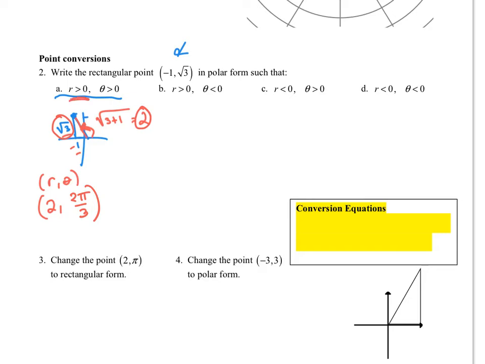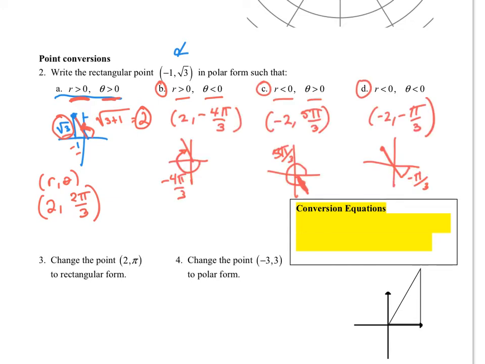Now look at our conditions. R is greater than 0 and theta is greater than 0. We want to do the same thing for B, except we want r greater than 0 and theta less than 0. Why don't you try all of these and see where we end up. I hope you pause. If you haven't paused, go back and pause and try this. So if I have negative 4 pi over 3, this is going to get me to this value here, and then I'm going to go up by 2. And you can check the other pictures for C and D.